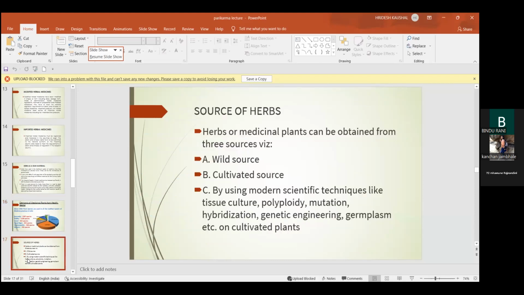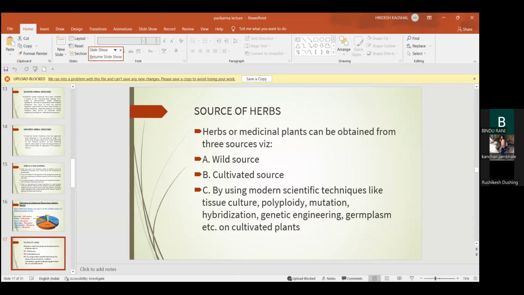Now we understood why there is a need for herbal medicines and why there is a need to give a scientific approach to them. Now we should know from where we can get these herbs. Herbs can be obtained from three basic sources: wild source, cultivated source, and modern scientific techniques.